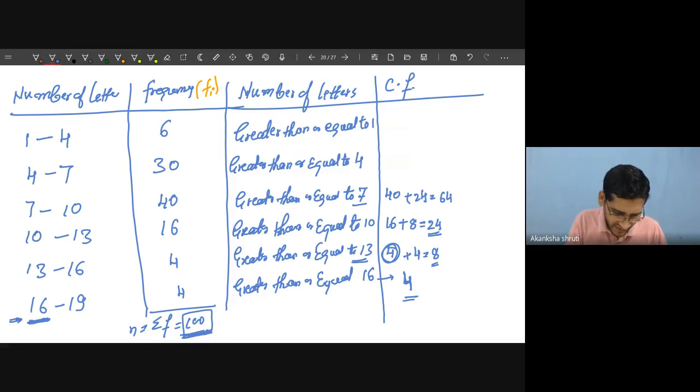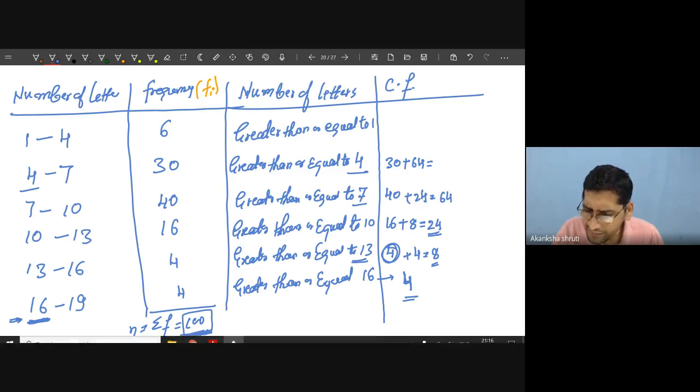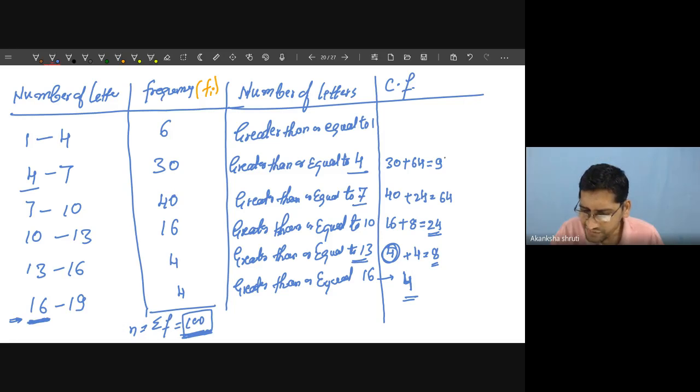Continue. Greater than 4. So for greater than 4 means first 4 to 7, then greater than 7. 4 to 7 is our 30 plus greater than 7 we have calculated as 64. So we are moving from the bottom of this table upward. Okay, please take care. This way you will never commit any mistake. So it becomes your 94.